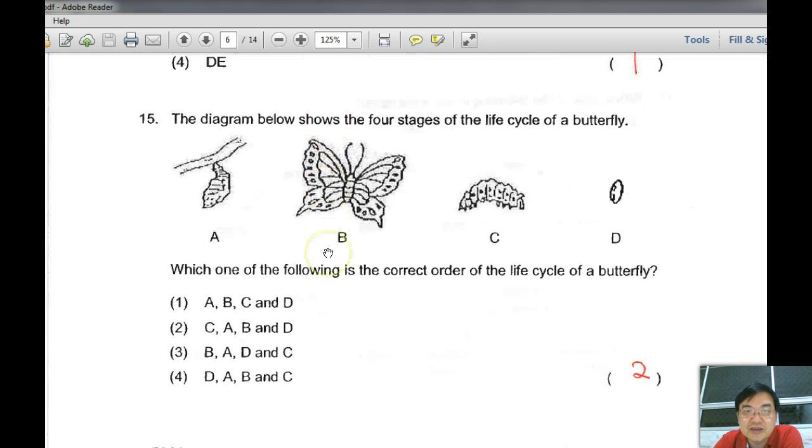Next. Now the diagram below shows the 4 stages of the life cycle of a butterfly. Which of the following is the correct order of the life cycle of the butterfly? Is 2, C A B D. Remember, this is a cycle. No matter where we start, you just go back to D and C A B D, C A B D. It keeps going on this way.